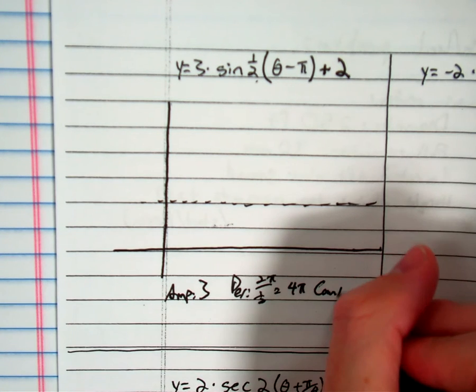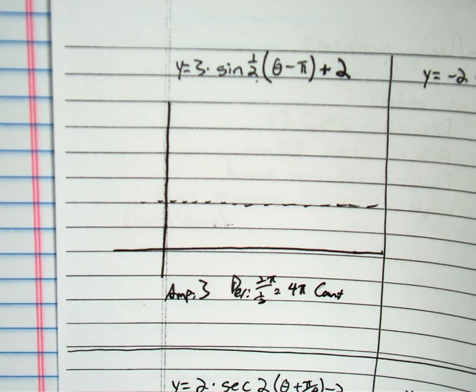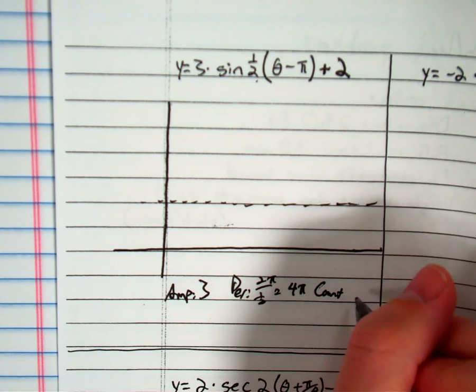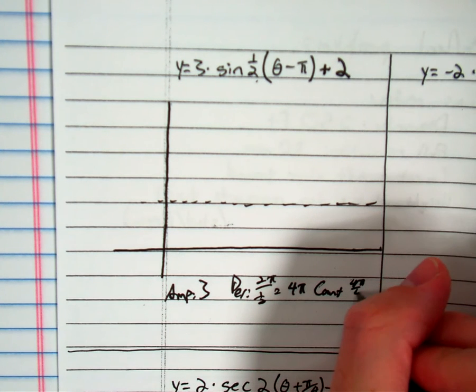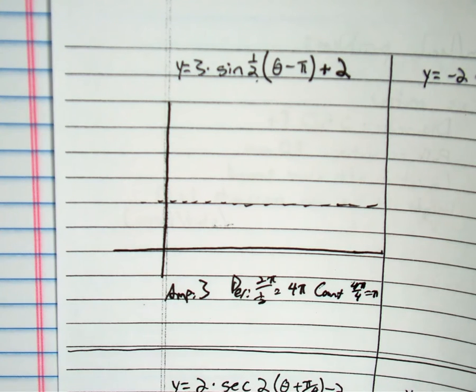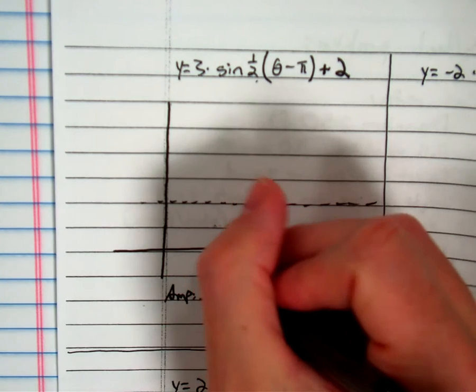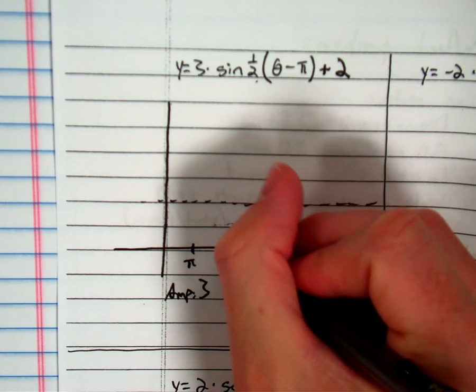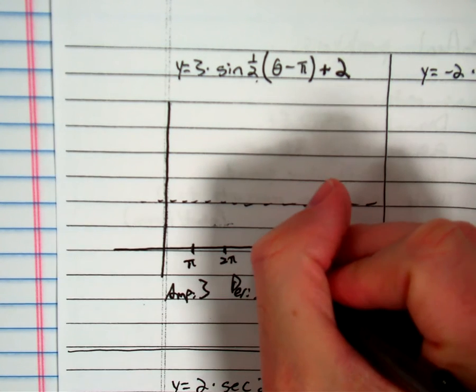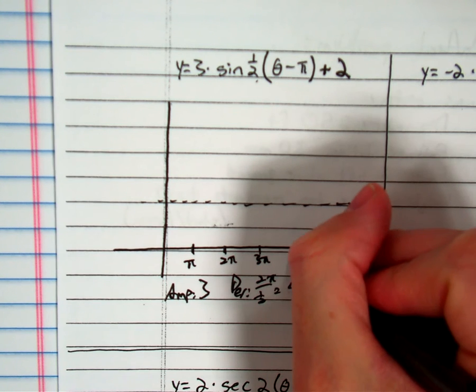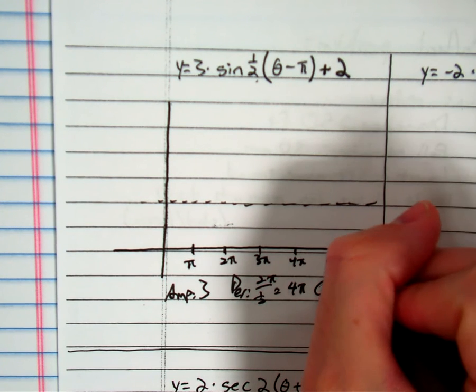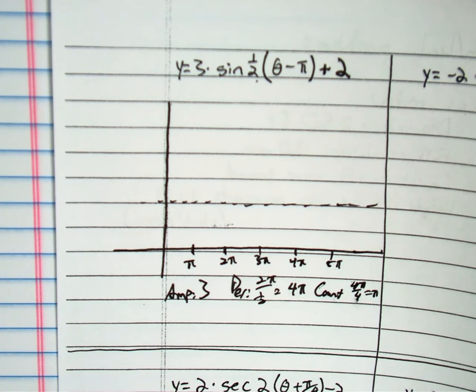Okay, counting numbers. There are 4 key points, so whatever your period is, you divide by 4. So this is 4 pi divided by 4. We're going to be counting by pi's. So we've got pi, 2 pi, 3 pi, 4 pi, 5 pi.